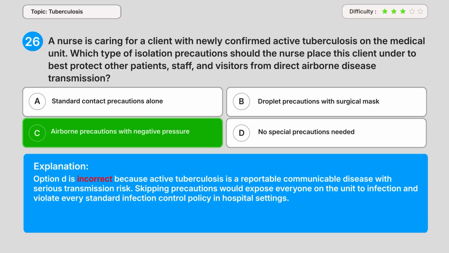Option D is incorrect because active tuberculosis is a reportable, communicable disease with serious transmission risk. Skipping precautions would expose everyone on the unit to infection and violate every standard infection control policy in hospital settings.